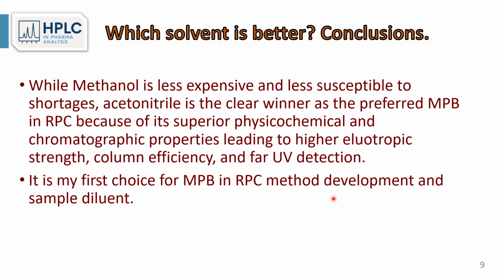So here is my personal choice for mobile phase B in reverse phase method development: I always start with acetonitrile, and I always use acetonitrile as my sample diluent if I can.